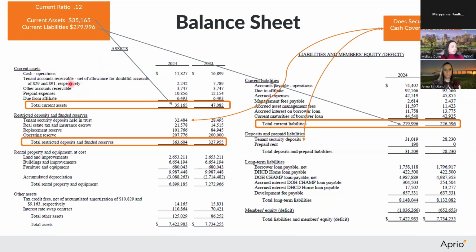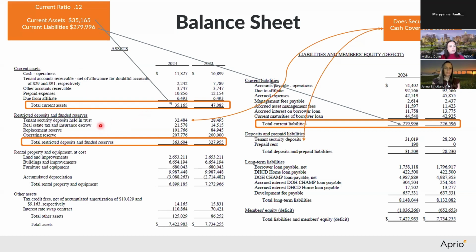What I look for here is the cash, your cash balance. How much is your cash balance? Did it change significantly year over year? Then I also like to look at tenant accounts receivable and any related allowance for doubtful accounts. That shows amounts that the tenants are unlikely to pay, and this could indicate issues with collections, with rent collections.